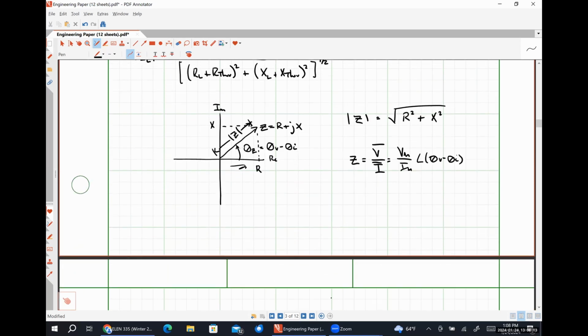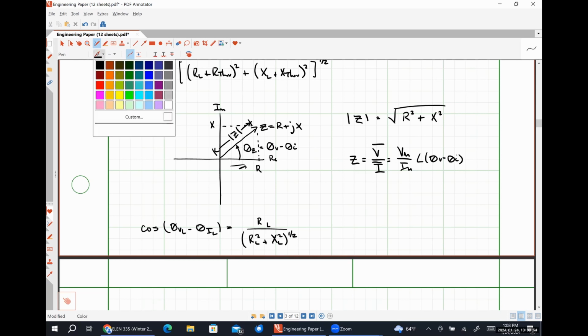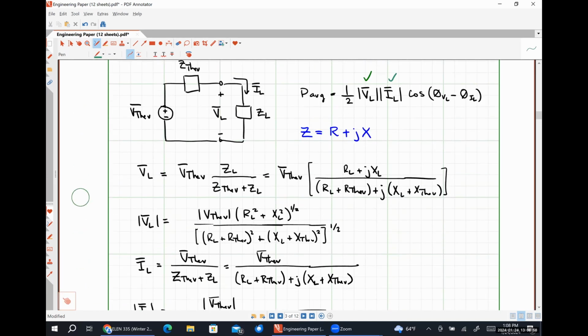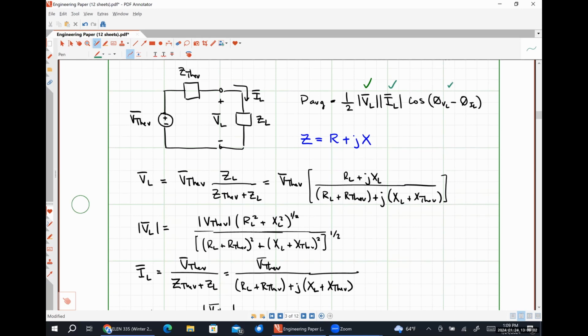So we can say that the cosine of theta VL minus theta IL is XL divided, oh, damn it, now I've got it backwards, RL over RL squared plus XL squared square root. Are we okay with that? So now I know this part. So I'm literally just going to multiply those three different parts we figured out together and see what shakes out.